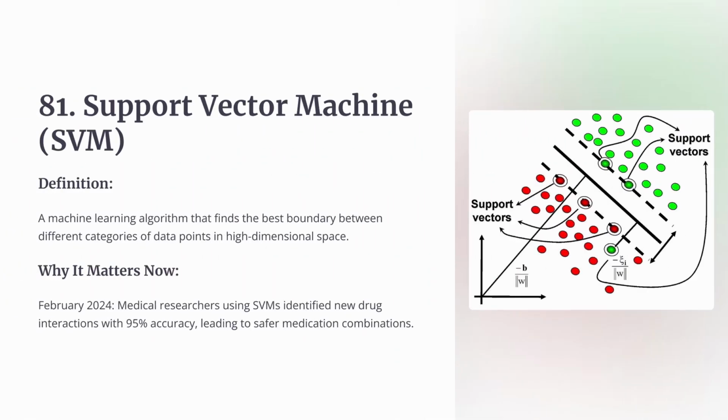An SVM is a machine learning algorithm that finds the best boundary between different categories of data points in high-dimensional space. Think of this like finding the perfect line to separate two groups in a crowded room, but in hundreds of dimensions instead of just two. The medical research breakthrough is incredible. It's helping doctors understand how different medications interact, potentially preventing dangerous drug combinations.